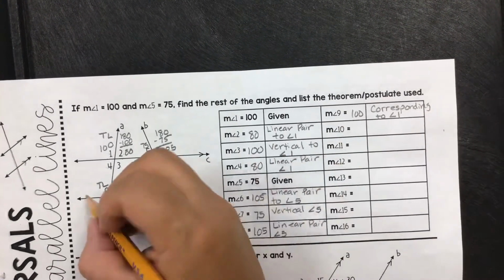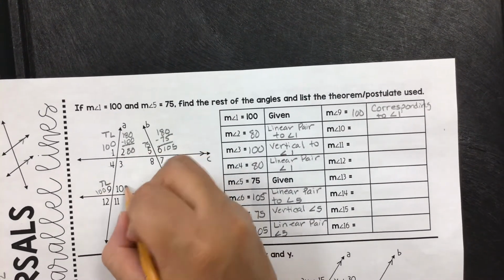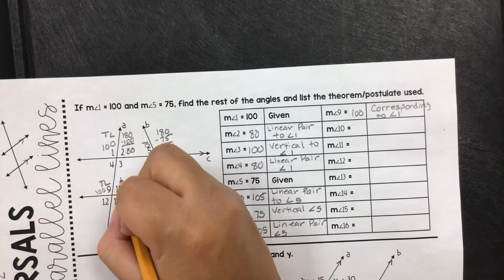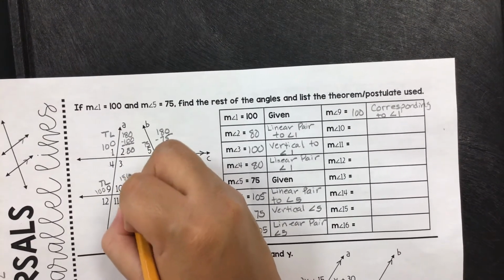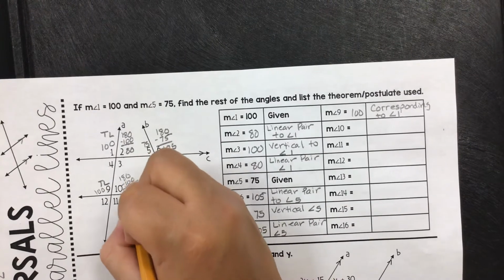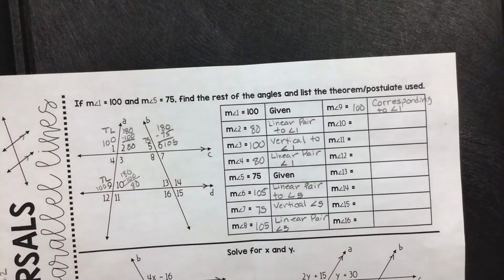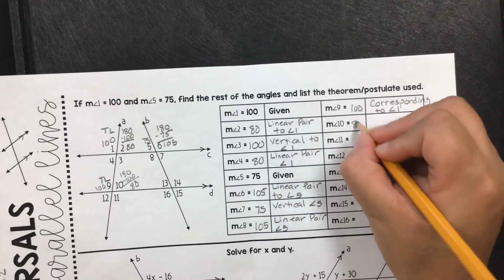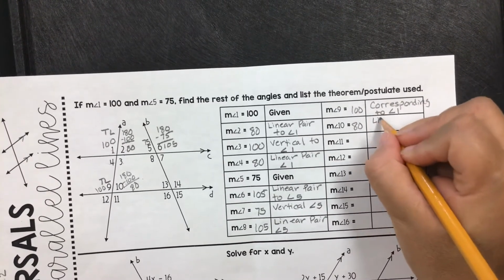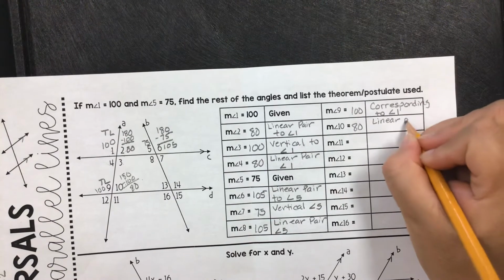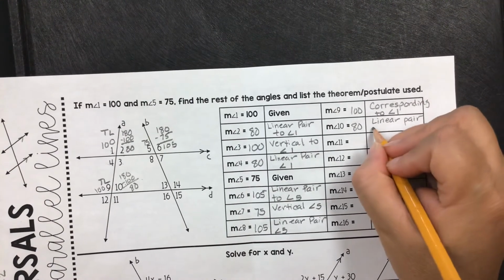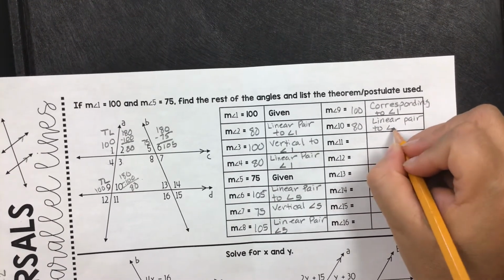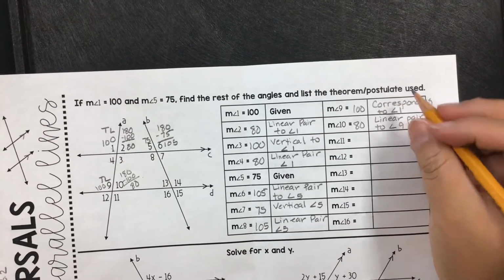10. Well, if I know that this is 100, then this has to be 80. 180 minus 100 gives me 80. And I'm going to say because it's 80, because it's a linear pair to angle 9.